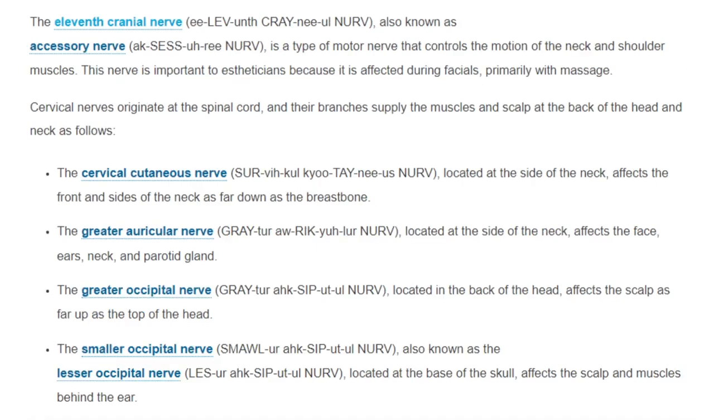The 11th cranial nerve, also known as the accessory nerve, is a type of motor nerve that controls the motion of the neck and shoulder muscles. This nerve is important to estheticians because it is affected during facials, primarily with massage. Cervical nerves originate at the spinal cord, and their branches supply the muscles and scalp at the back of the head and neck as follows.